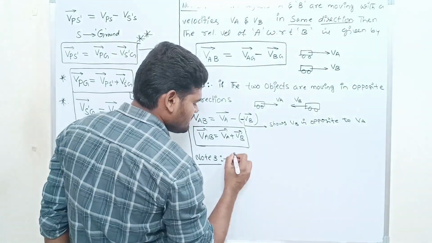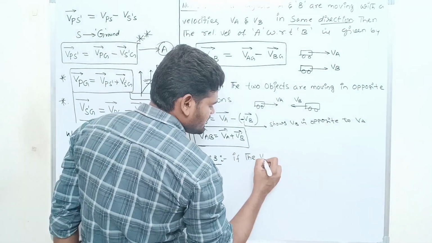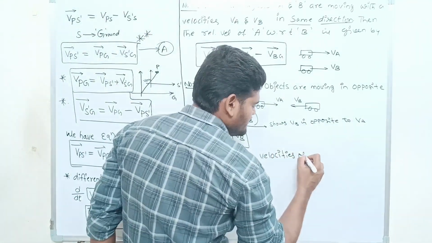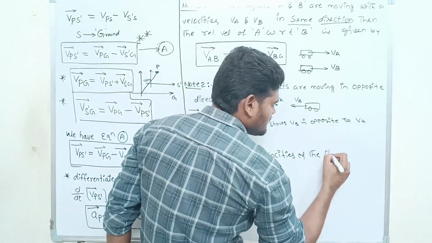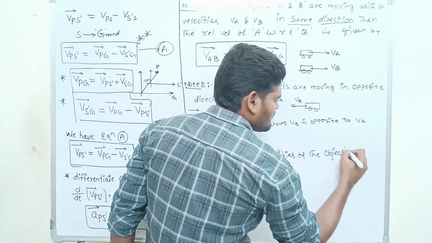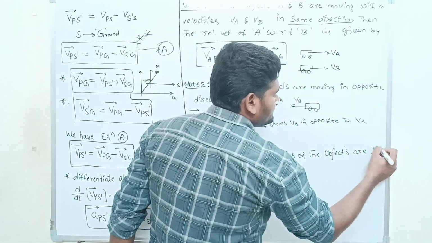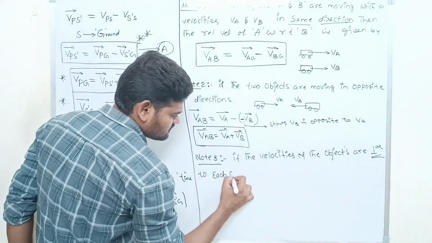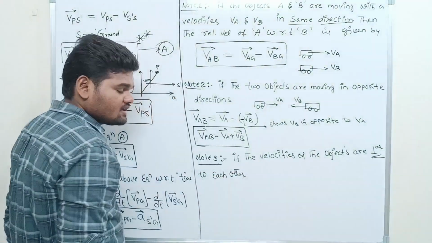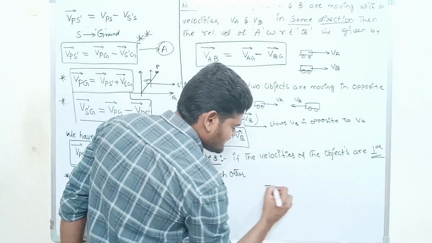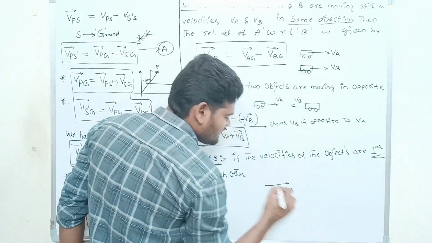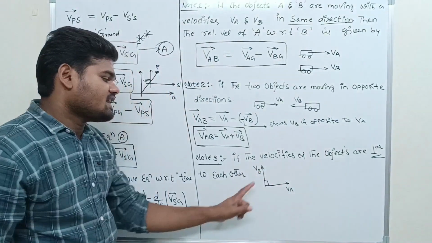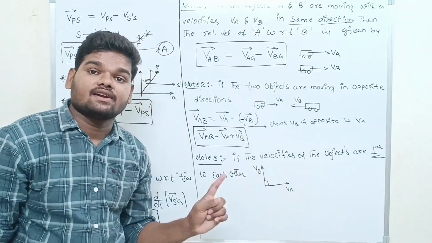Note number 3. If the velocities of the objects are perpendicular to each other. Okay, so have a look. Let us consider this is the velocity of an object A, and this is the velocity of an object B. At this time, the two velocities of the objects are perpendicular to each other.